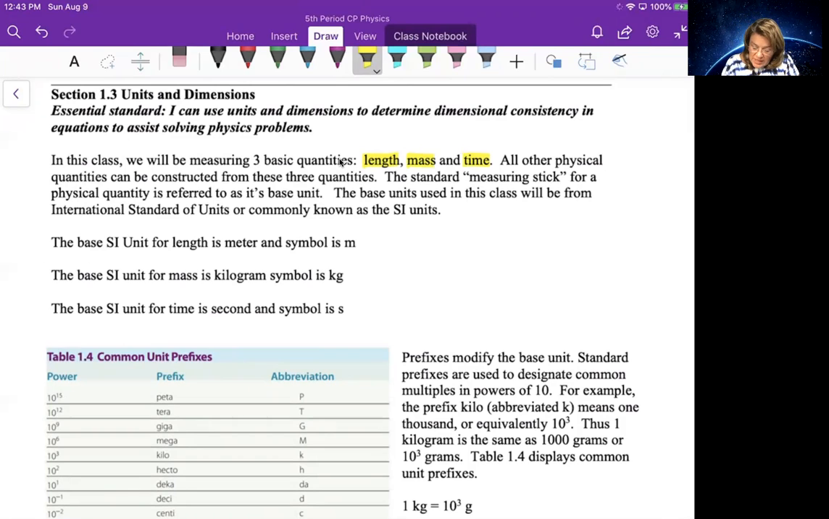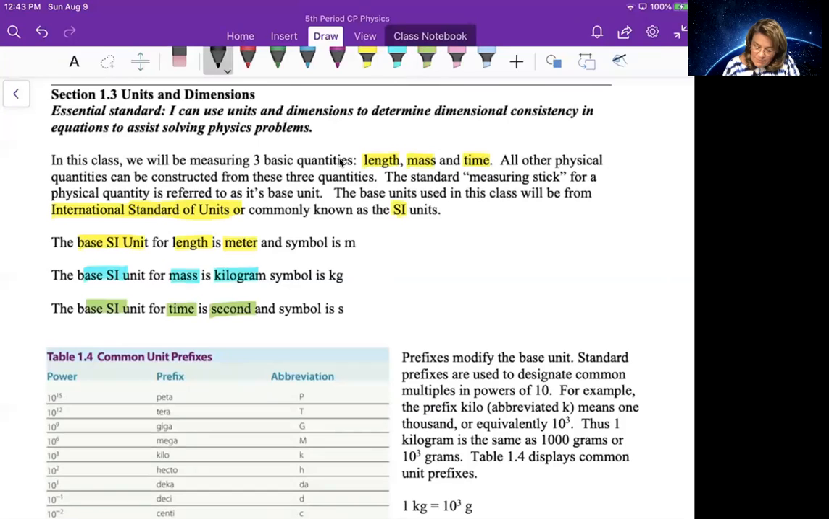So we're going to use the SI units. The International Standard of Units is considered the SI units. This is the base unit for length. It will be a meter, okay? The base unit for mass is kilogram, and the base unit for time is second.